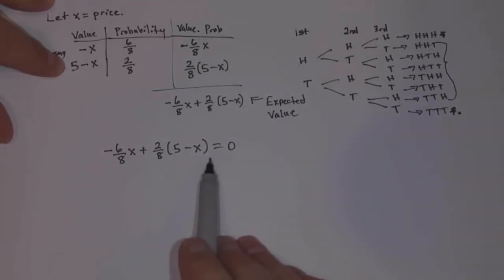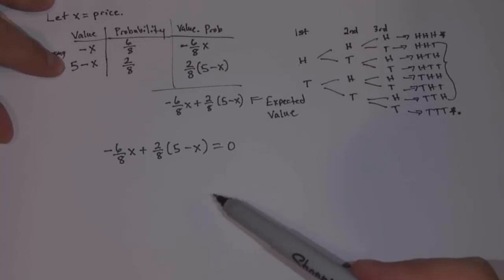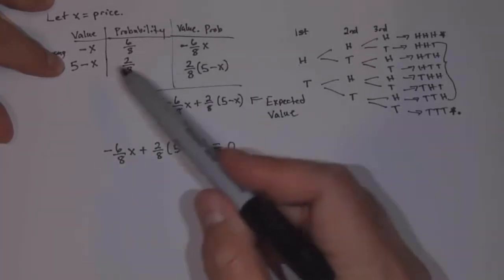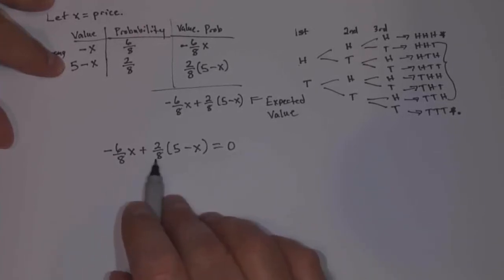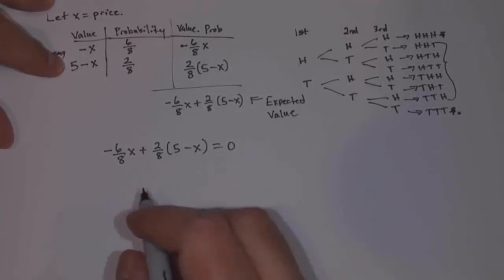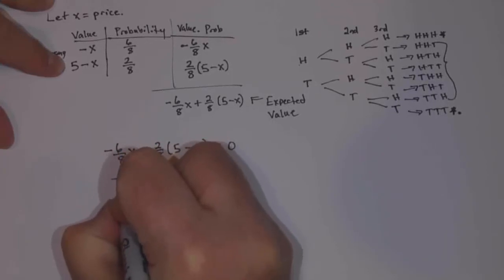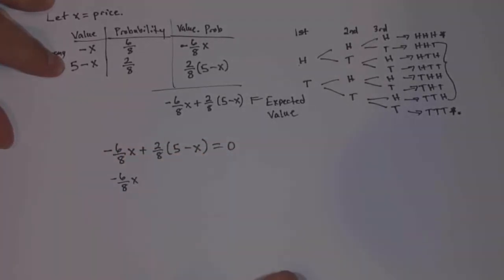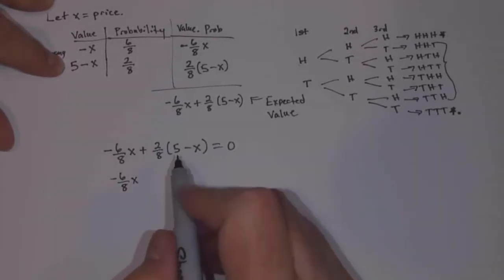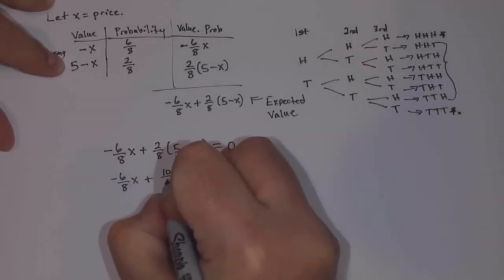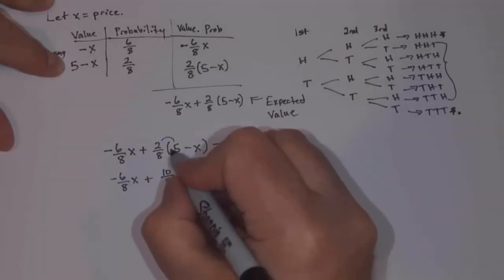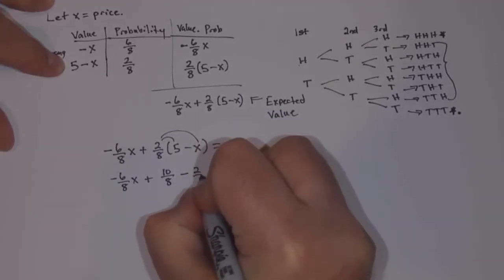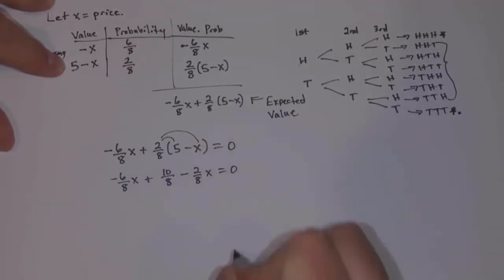And whatever x is, that would be the price that I would have to pay in order for this game to be fair. So solving this equation, I'm going to start by distributing the 2/8. So I have negative 6/8 x. And by the way, I could reduce that, but I'm going to just go ahead and use it. 2/8 times 5 is going to be 10/8. Again, we could reduce that, but I'm not going to. And then I have minus 2/8 x equals 0.